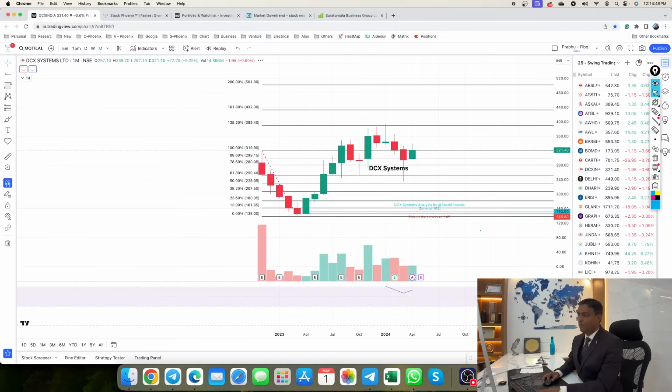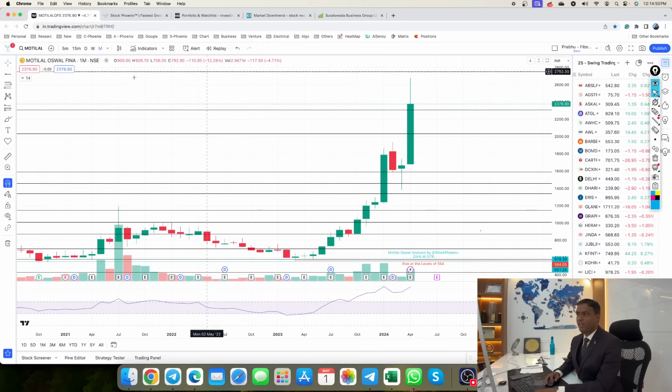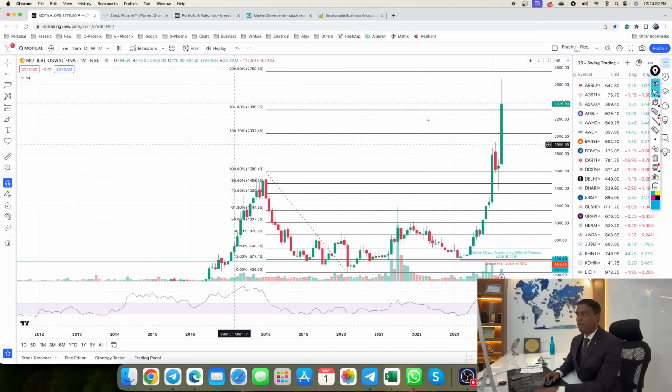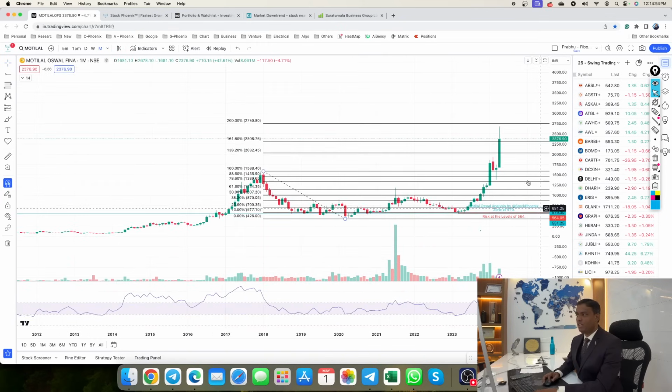Now, if it says Motilal Oswal, what is the next level? It is going up in a monthly time frame. I'm anticipating the stock will have some more up moves left, till 2750.80, which is a potential upside that can be expected on this counter as far as Fibo reversal is concerned. So don't get confused with Fibo reversal. Now just go with this.